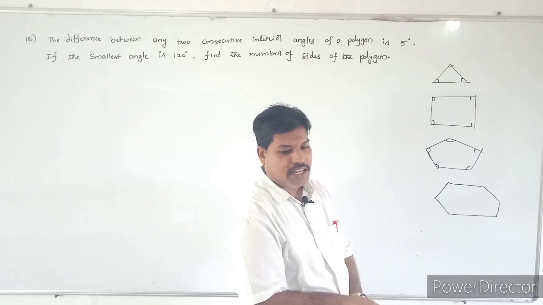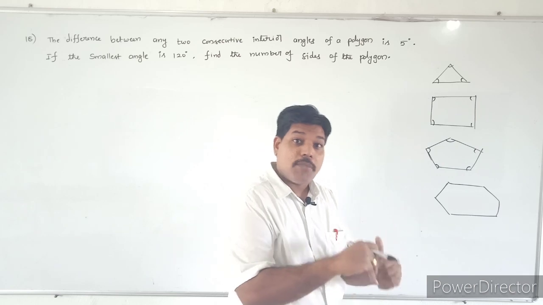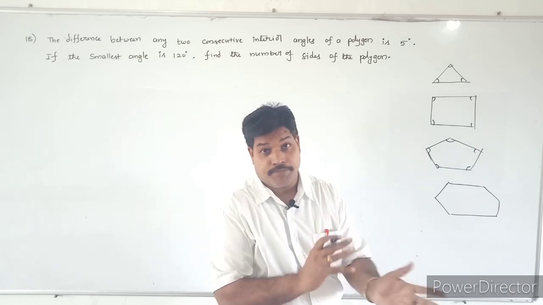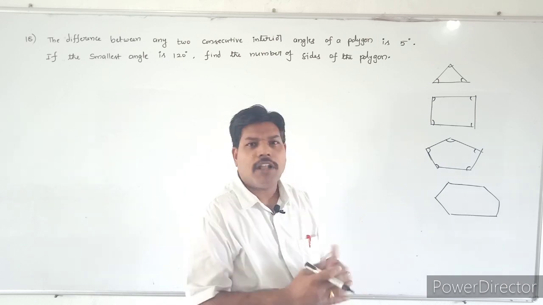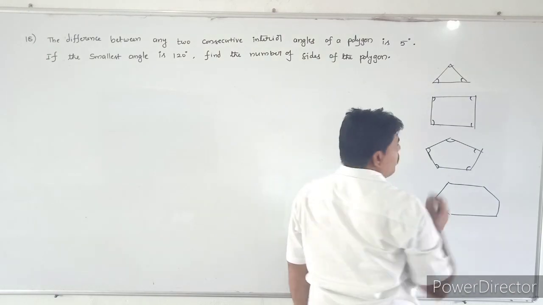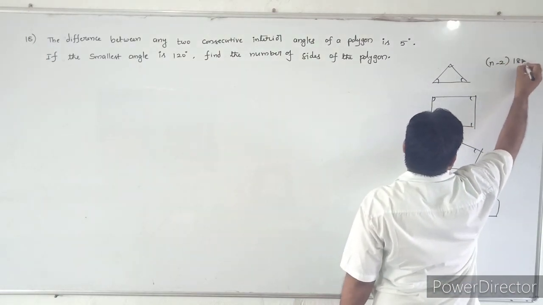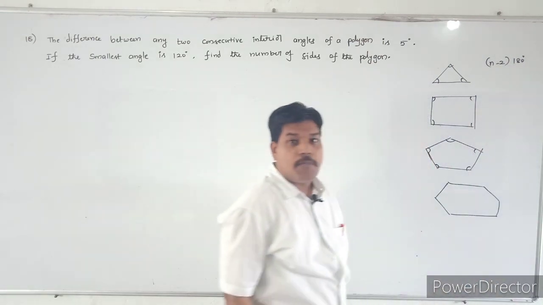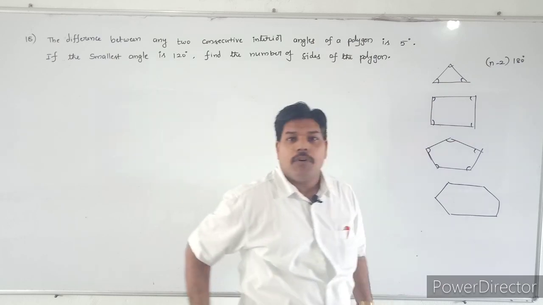All understood what a polygon is? A polygon is a closed figure, and the number of sides and the number of angles are both the same in a polygon. And also you can observe the formula for the sum of all interior angles in a polygon: n minus 2 into 180 degrees.